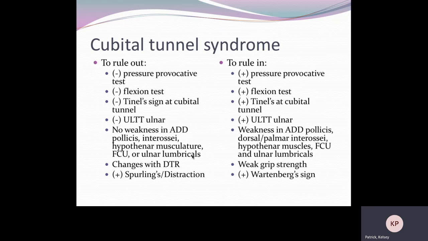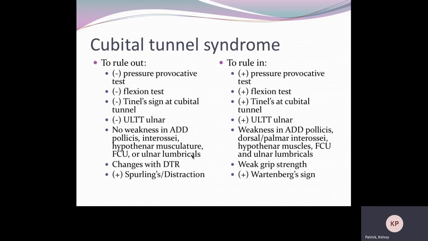You'll see a negative Tinel's at the cubital tunnel to rule out cubital tunnel syndrome and a negative ULTT ulnar. You will see no weakness in any muscles innervated by the ulnar nerve. The last two bullets will be more indicative of cervical spine referral. Positive tests for thoracic outlet syndrome and or suspicion of a Pancoast tumor would also rule out cubital tunnel syndrome. A Pancoast tumor is typically found in men greater than 50 with a history of smoking, and they often present with medial scapular border pain, but they can also have burning in the ulnar nerve distribution.